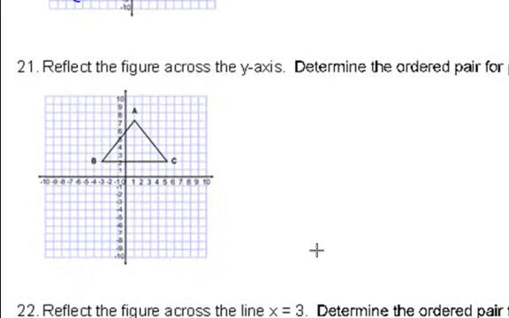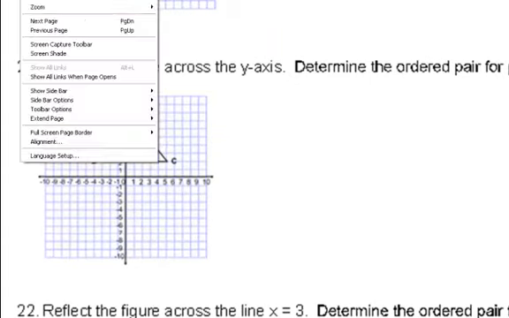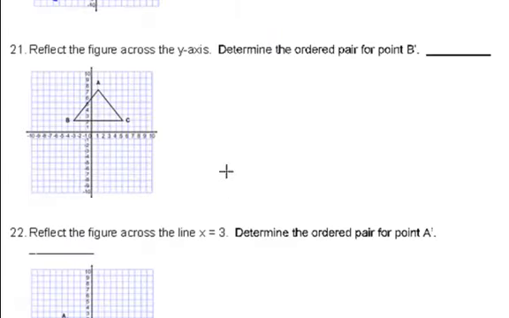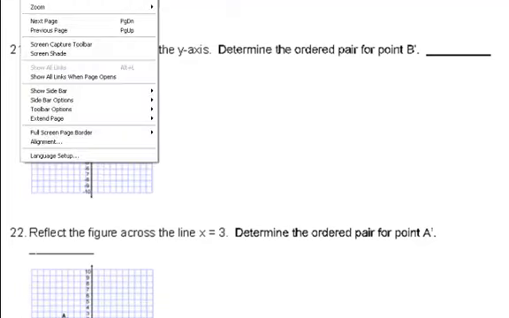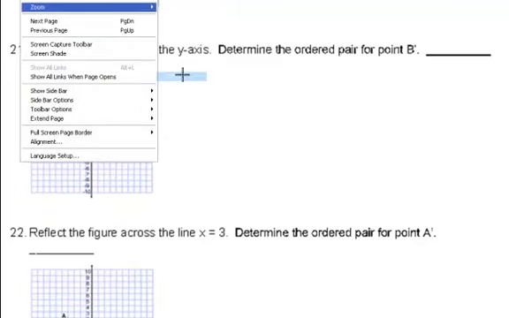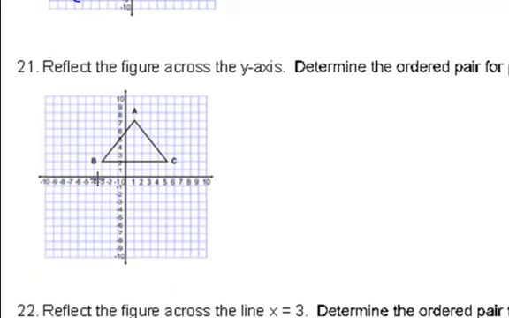All right, number 21. Reflect across the y-axis and determine the ordered pair for point B. So reflect across the y-axis. All right, so here's my y-axis right there. So I'm simply going to flip it across there. So I need which point? B, right? Yes. So here's B.